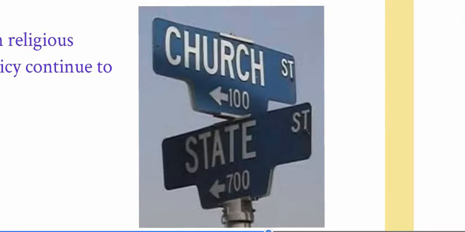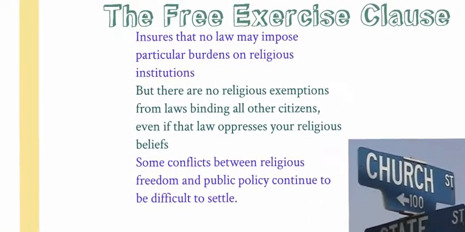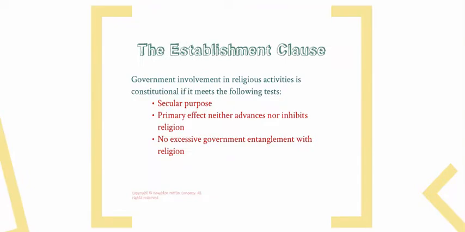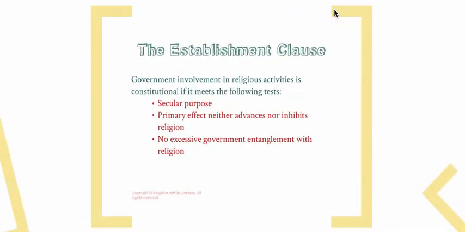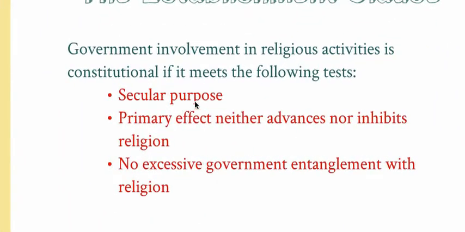Separation of church and state. Okay, the Establishment Clause. This is dealing with religion. Government involvement in religious activities is constitutional if it meets the following three tests. Is it for a secular purpose? And what secular means is that it's not religious. Secondly, primary effect, it neither advances nor inhibits religion. Another test, no excessive government entanglement with religion.